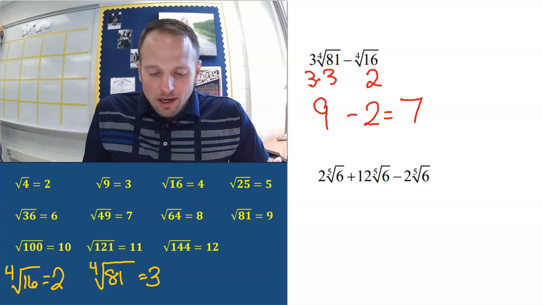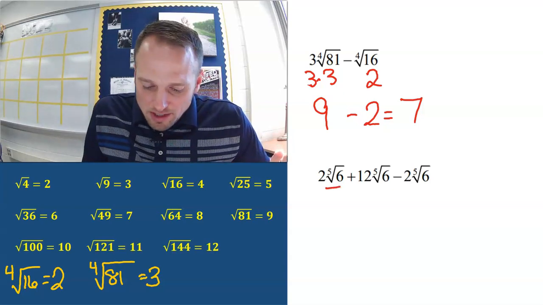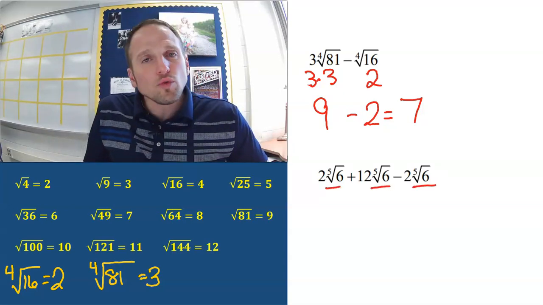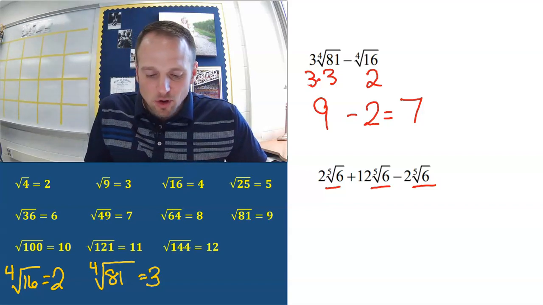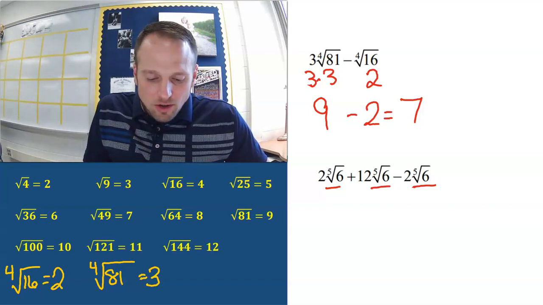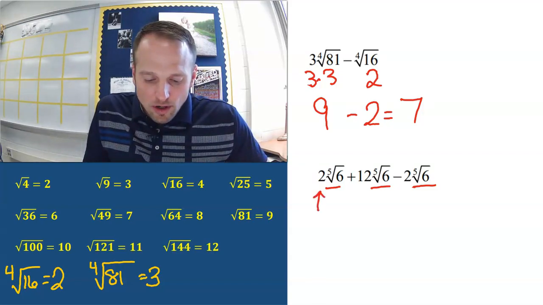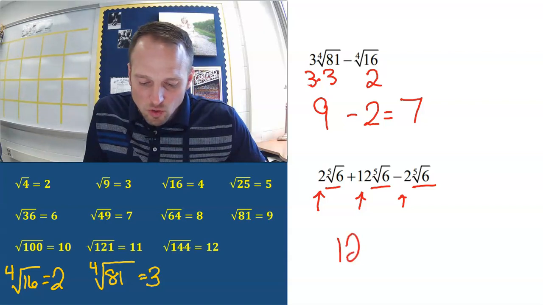Look at the next one. This looks difficult, but here's what I see. All those roots are the same. So all we have to do is combine our like terms. And I've got a 2 and a positive 12 and a negative 2. That's going to all work out to just be 12 of those things.